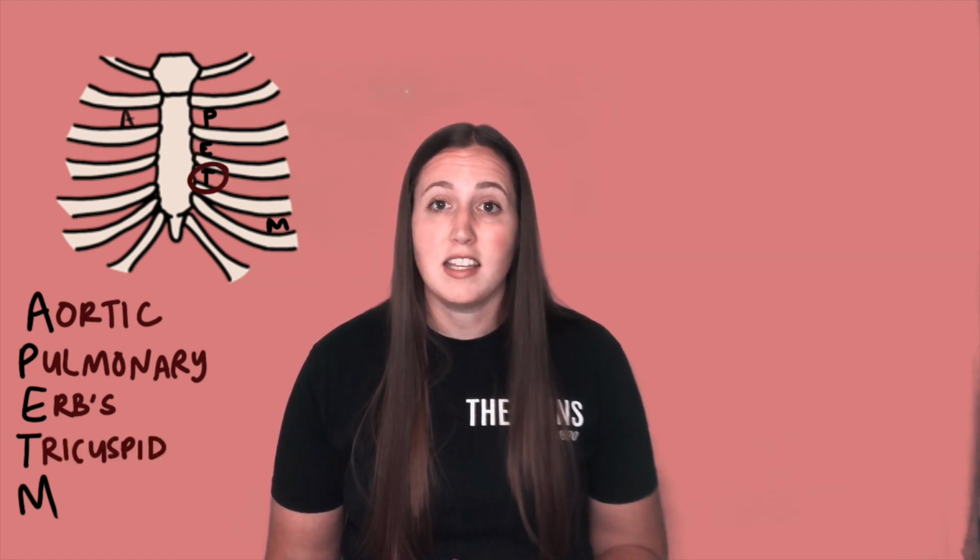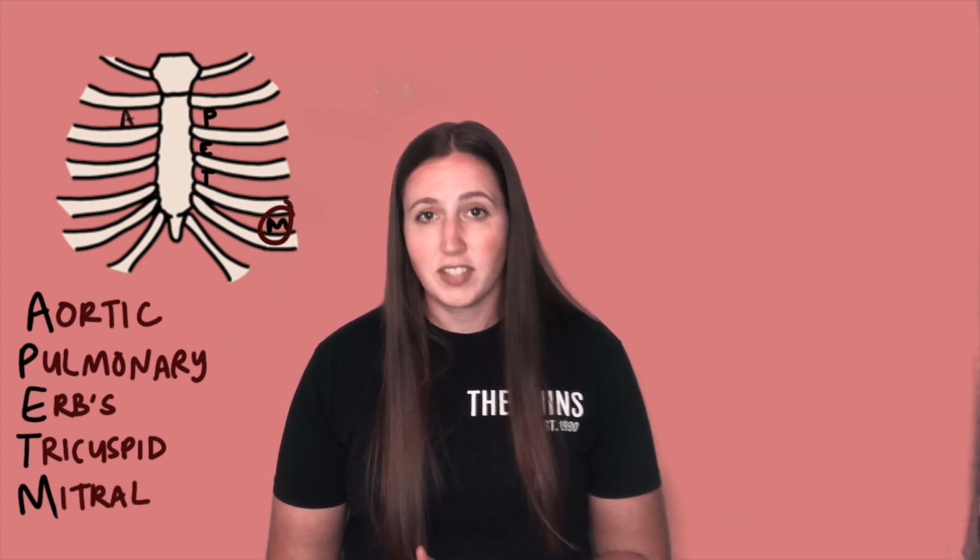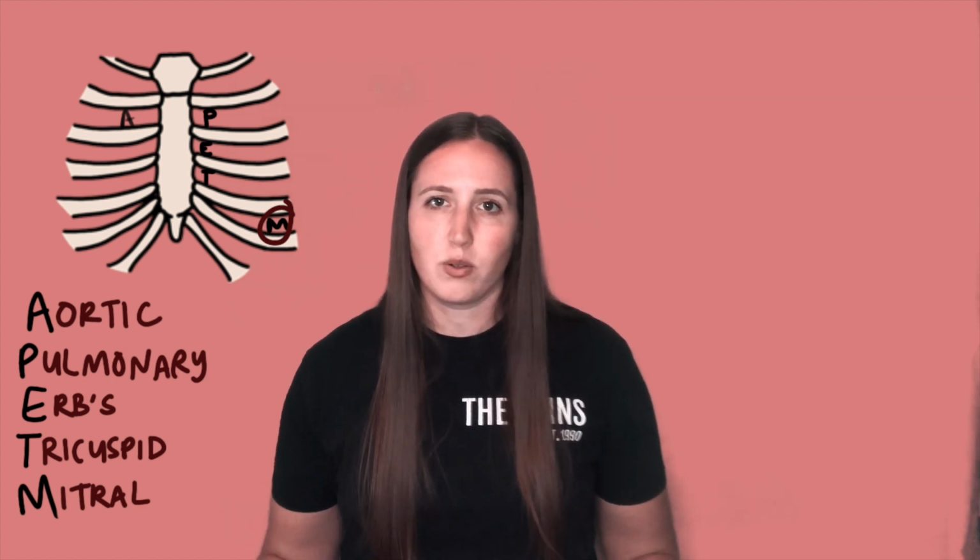Erb's point is in the third left intercostal space. This point is the center of the heart, and it's easiest to hear S2 at this point. The tricuspid valve can be auscultated in the fourth left intercostal space. The mitral valve can be auscultated in the 5th left intercostal space, but more lateral than all these other points. All 4 of these first points are pretty close to the sternum, and this 5th point is going to be a little bit more lateral.